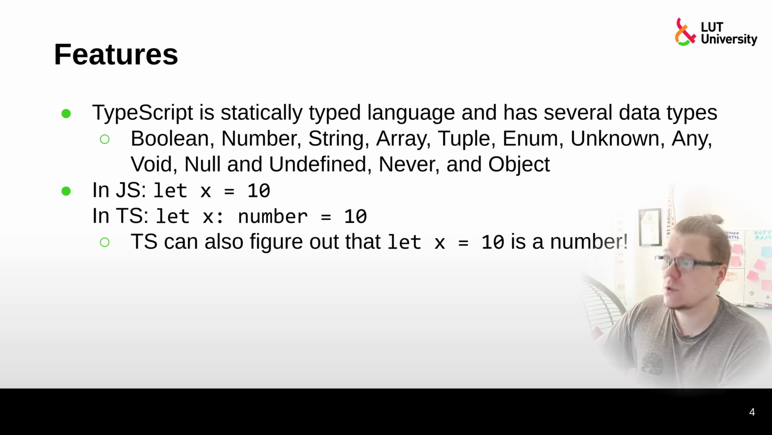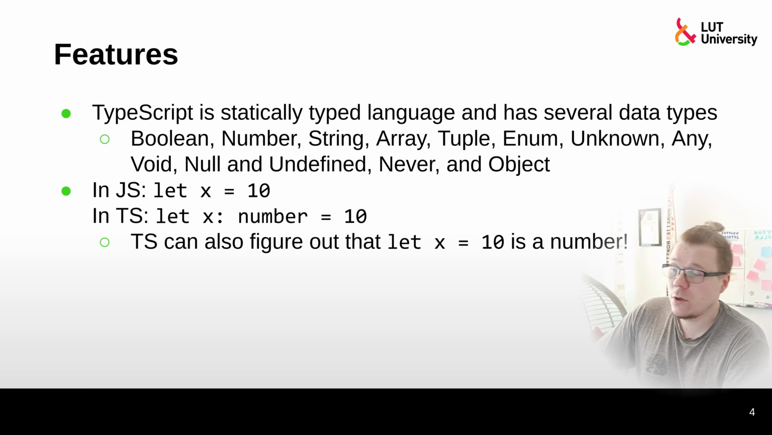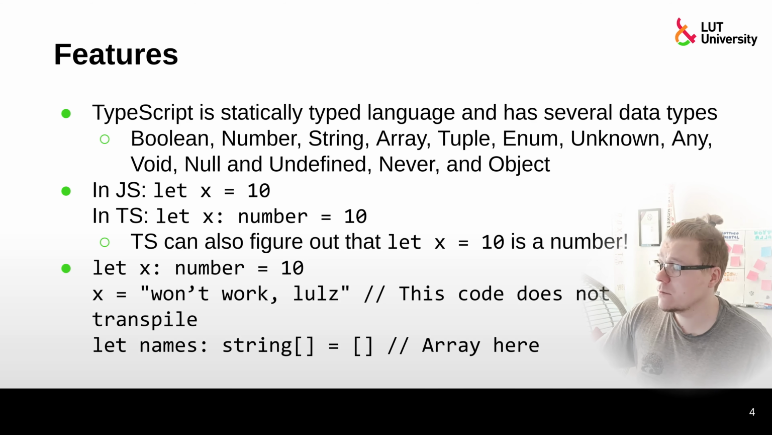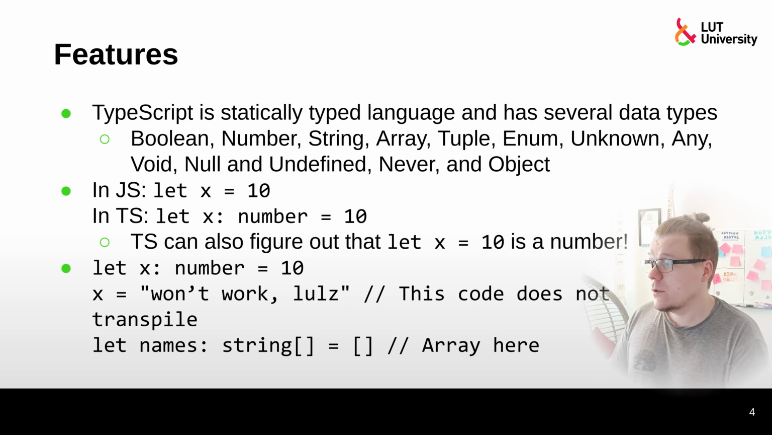And luckily, TypeScript can also figure out that let x equals 10 is a number. So when we are assigning some value to the variable, TypeScript automatically sets the type corresponding to the value. In this case, x would be number, and then you could not assign any strings to it. This is, of course, quite easy. So if we define that let x is a number and its value is 10, then if we try to assign some kind of string to that variable, the transpile process won't work.